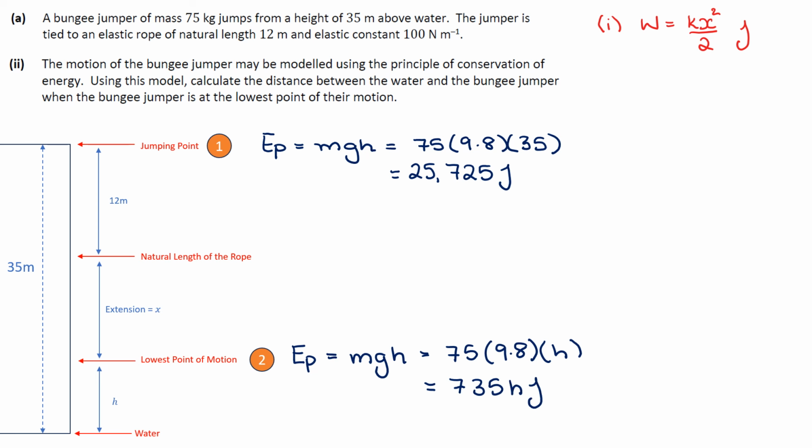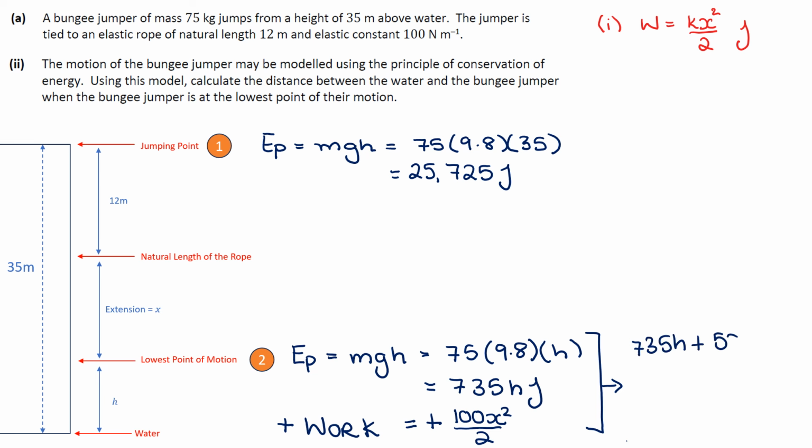But there is something else at play here at position 2. Because of the stretch, there is a potential for that elastic to pull back up, that restorative force due to Hooke's law. When we think about that, we can include the work done as part of this conservation of energy. So we're going to add work in here, which is going to be plus k, which we know is 100, times x squared, so that's your extension, we don't know that, all over 2. Meaning here at this point we get 735h plus 50x squared.